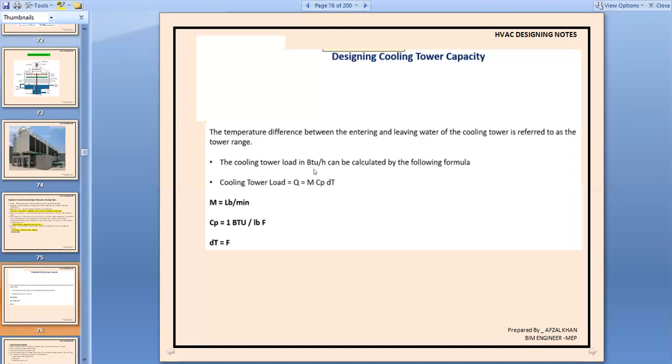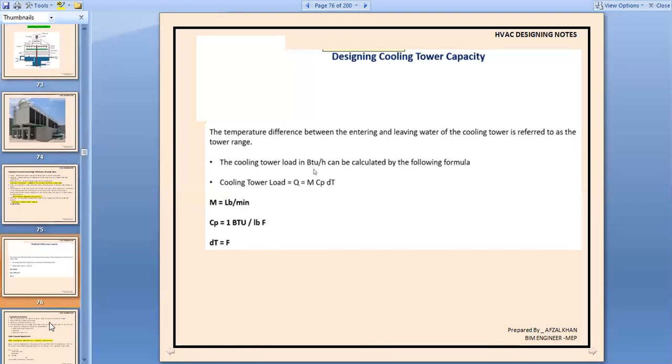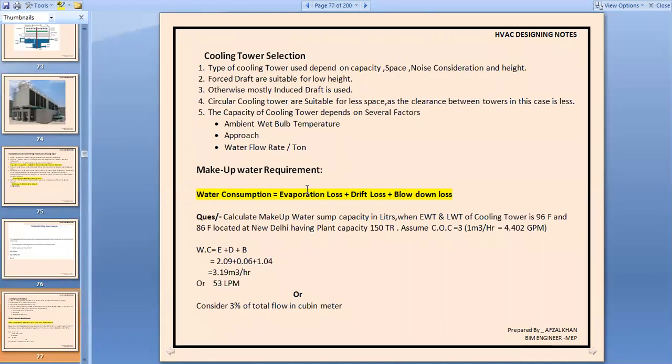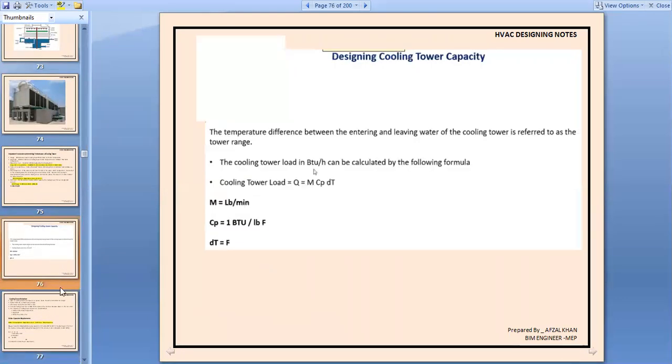Anyone having any doubt, you can ask. Next, selection of cooling tower. Anyone asking some question?